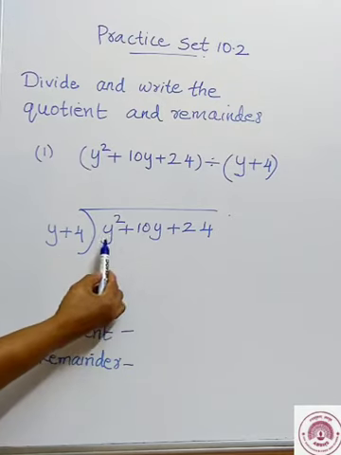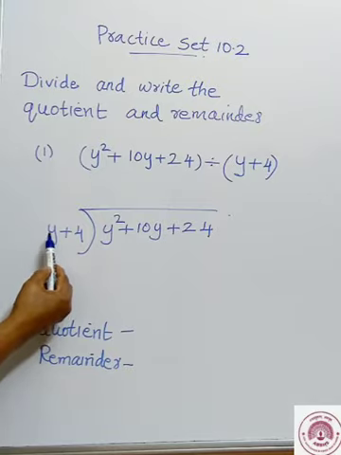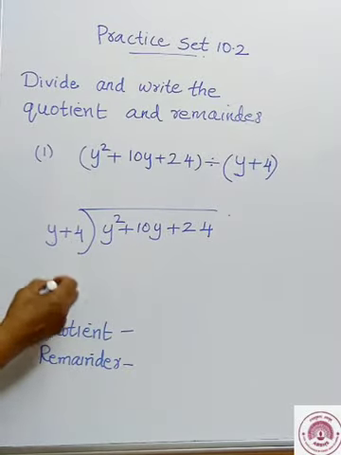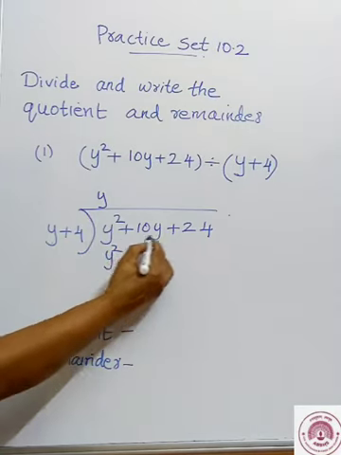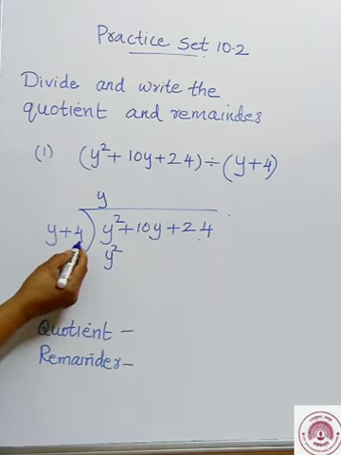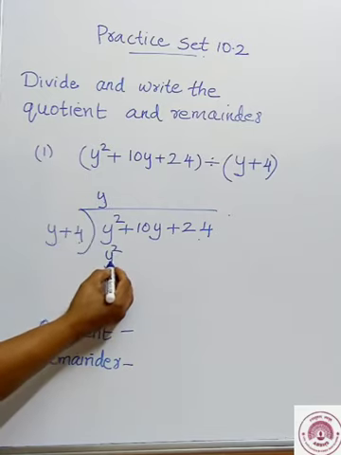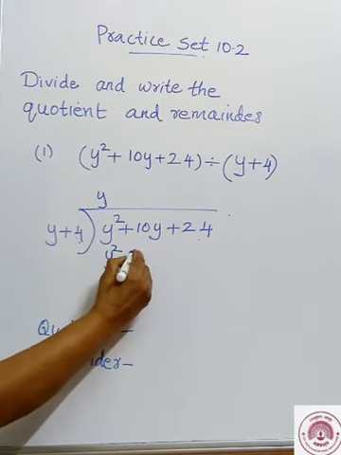Here the first term of the polynomial is y square, and the first term of the divisor is y. So we have to multiply the first term of the divisor, that is y, by y to get y square, which is the first term of the dividend. So y square plus 10y plus 24 is the dividend and y plus 4 is the divisor. Now y into 4, that is plus 4y.